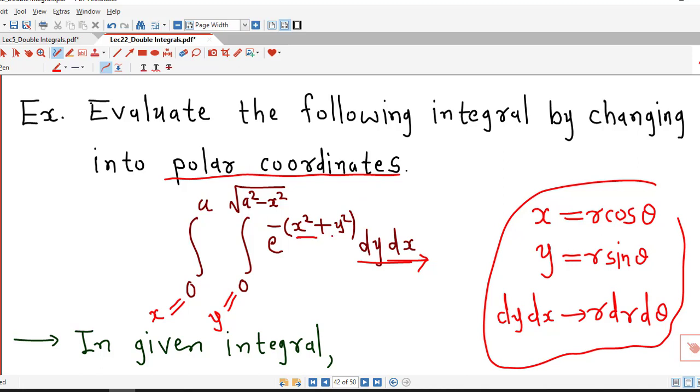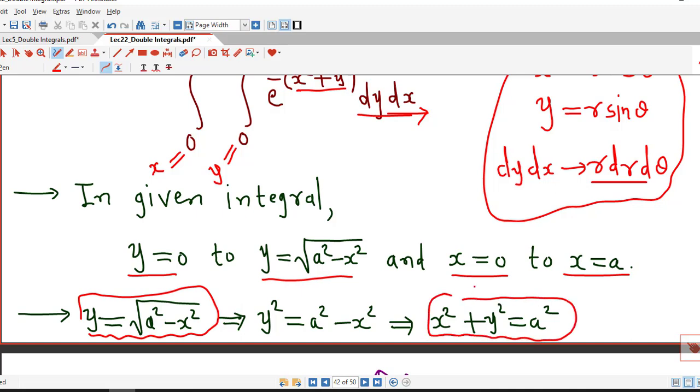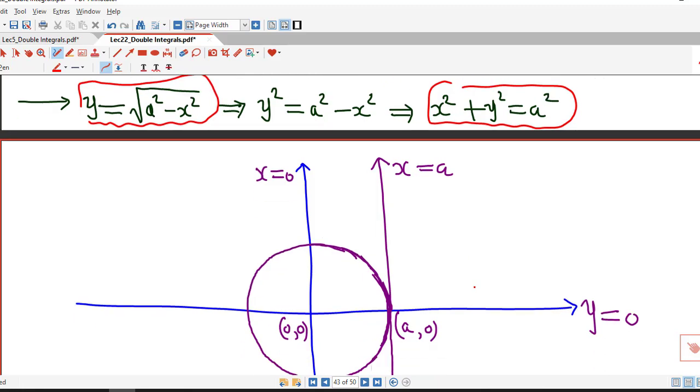So this function will become e raised to minus r square. dy dx will be replaced by r dr d theta, and we require limits of r and theta. So first we have written limits of integration. y is from 0 to y equal to square root of a square minus x square, x is from 0 to a, and if we simplify this equation, it is nothing but a circle with center 0,0 and radius a. So we sketch this circle.